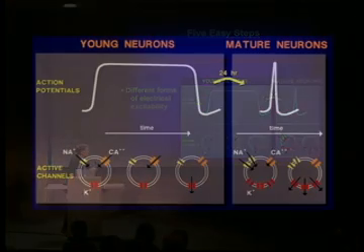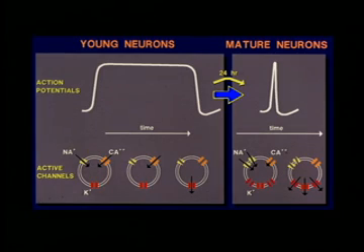Within a short period, typically a day or so, the action potential changes dramatically in its shape. It goes from a long event to a very brief, short event, about 1/1000th of a second in duration. Here it would be about 1/10th of a second in duration in young neurons.